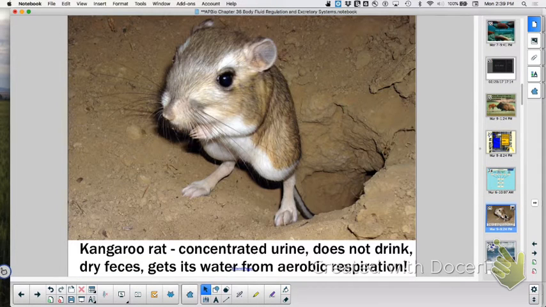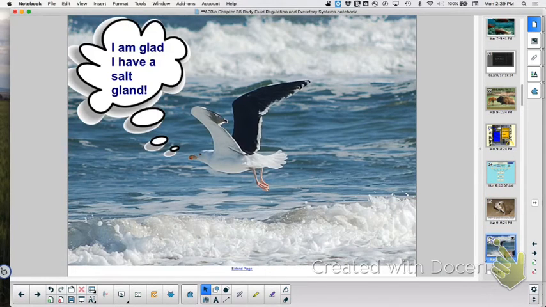Things like a kangaroo rat are unique in that they don't have to drink water. That's a great adaptation. They get all the water they need from the metabolism of the grains they eat. We looked at other terrestrial organisms. They have a salt gland.